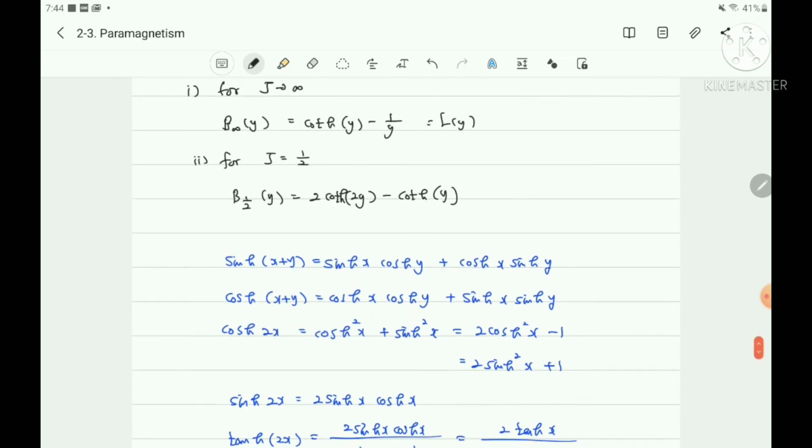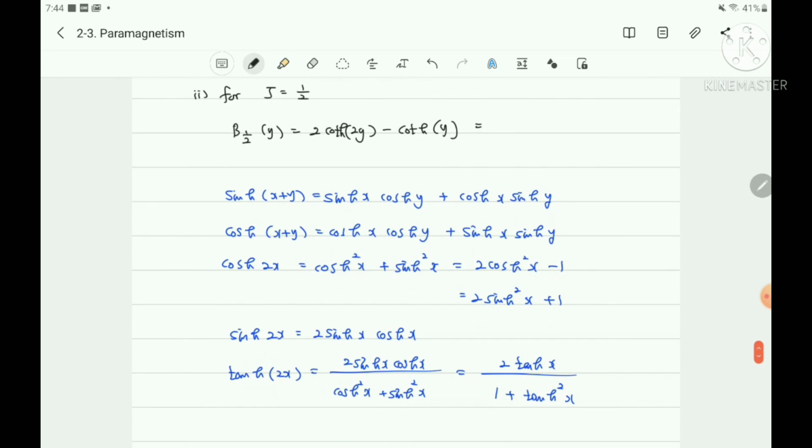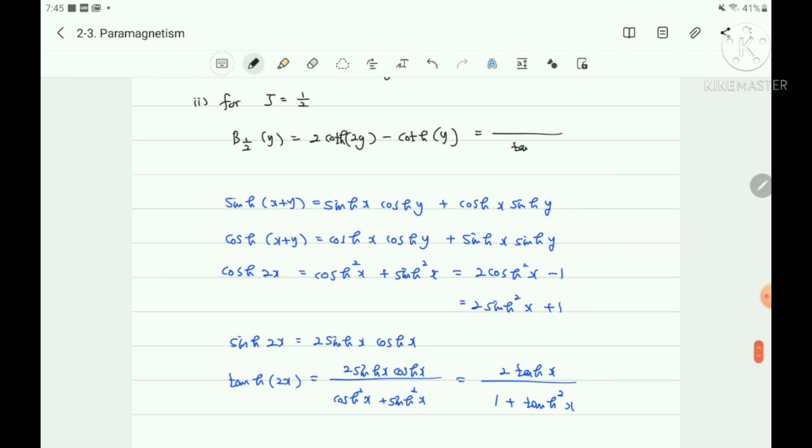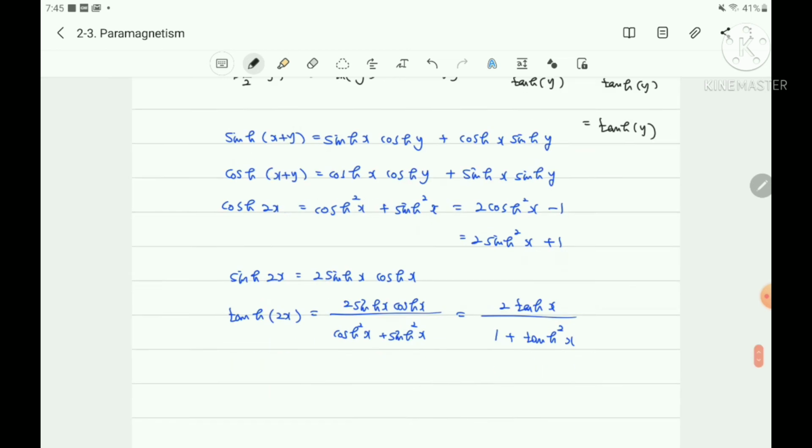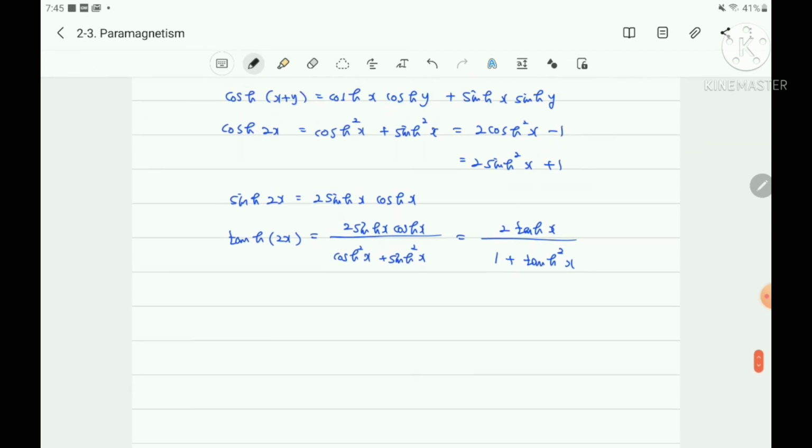Therefore, 2 coth 2y is tanh y and 1 plus tanh squared y, minus 1 over tanh y. Then it is tanh y. Therefore, it is consistent with the previous result.